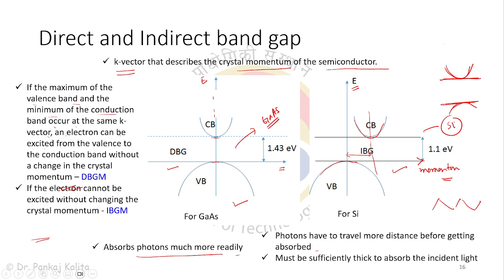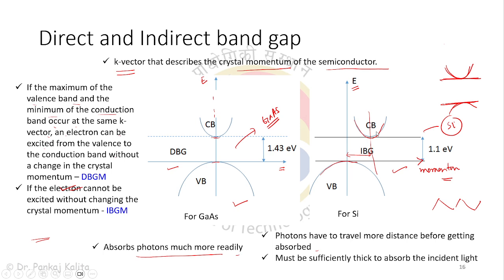Whereas in an indirect band gap, the electron cannot be excited without changing the crystal momentum. So the photon here travels more distance before getting absorbed, and thereby the indirect band gap material must be sufficiently thick to absorb the incident light. Whereas in a direct band gap material, we can have a thinner material that will be enough to absorb the incoming solar radiation. So direct band gap materials will be thinner and lighter as compared to indirect band gap.